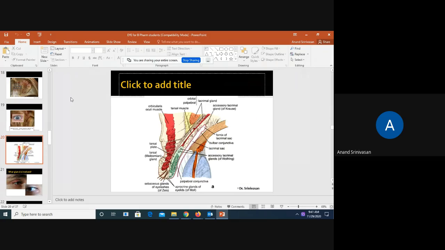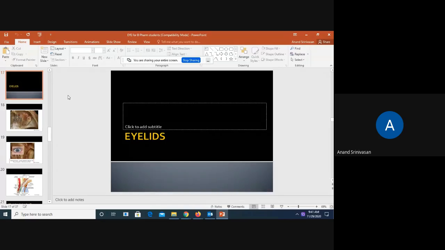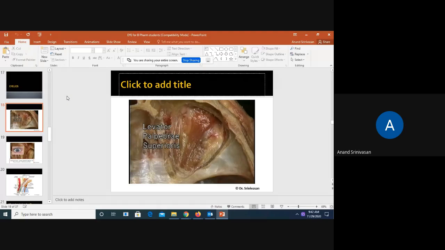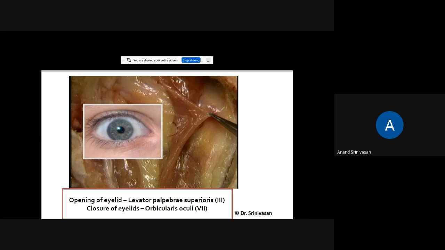So good morning again. In the last class, we have seen regarding the extraocular muscles. What do they do? And also we have seen regarding the eyelids. The opening of the eyelid is by levator palpebrae superioris, and the closure is by the orbicularis oculi. The nerve supply for levator palpebrae superioris is the third cranial nerve, which is the oculomotor nerve, and the orbicularis oculi muscle is supplied by the seventh cranial nerve, which is the facial nerve.